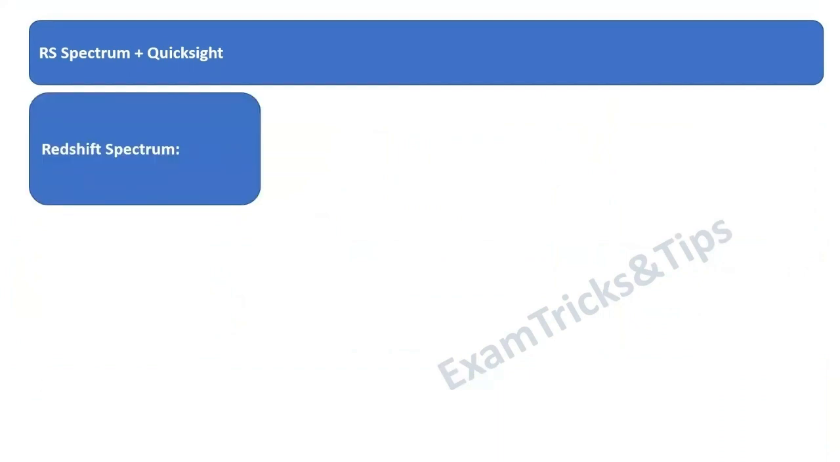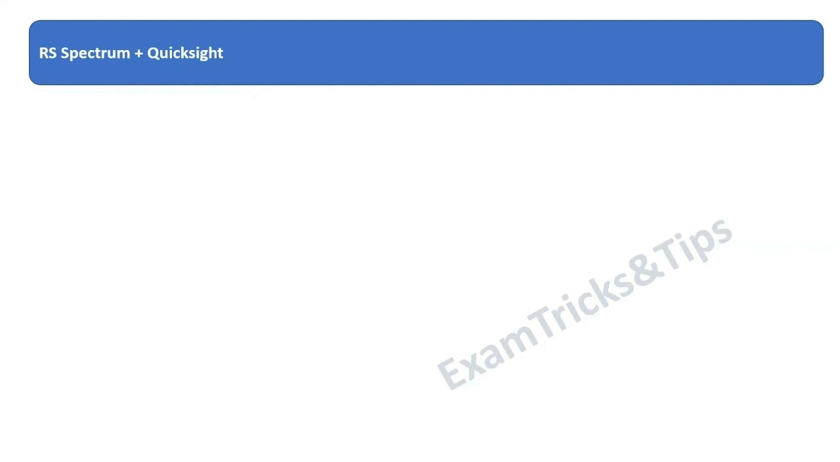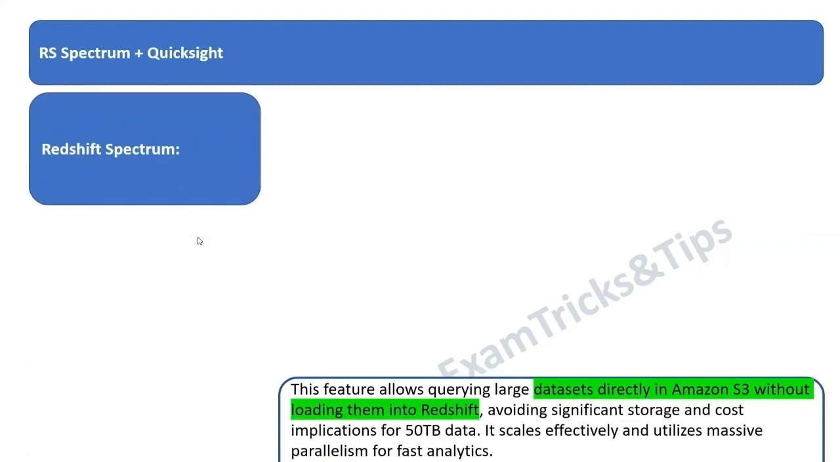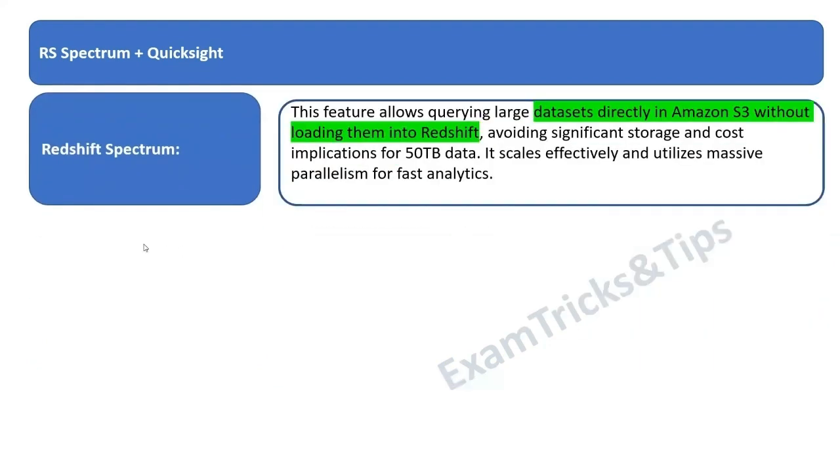The RS Spectrum feature allows querying large data sets directly in Amazon S3. And this is the most important aspect. It's directly in Amazon S3 without any need for loading the data in Redshift. So this is the aspect why we have gone with this option. There could be other scenarios where you have no Redshift present and it's just data in S3. I would go for Athena, as I told you earlier. So that's Redshift Spectrum. That's the advantage of it.